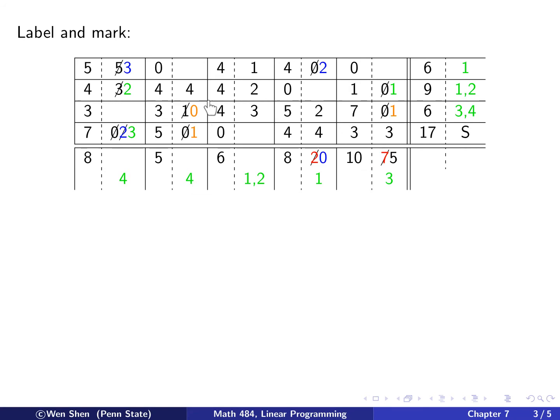among these 3, which one I can reduce? Well, I see this one I can reduce. So I label this by 2. Okay, now I see row 1, row 2 are both labeled.